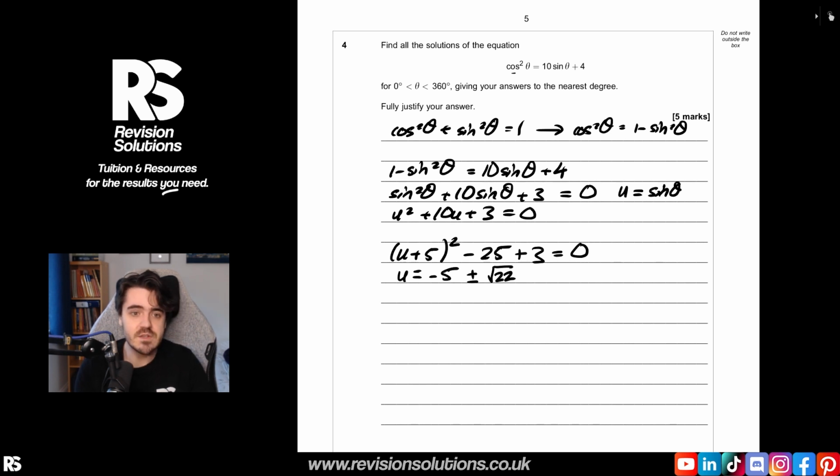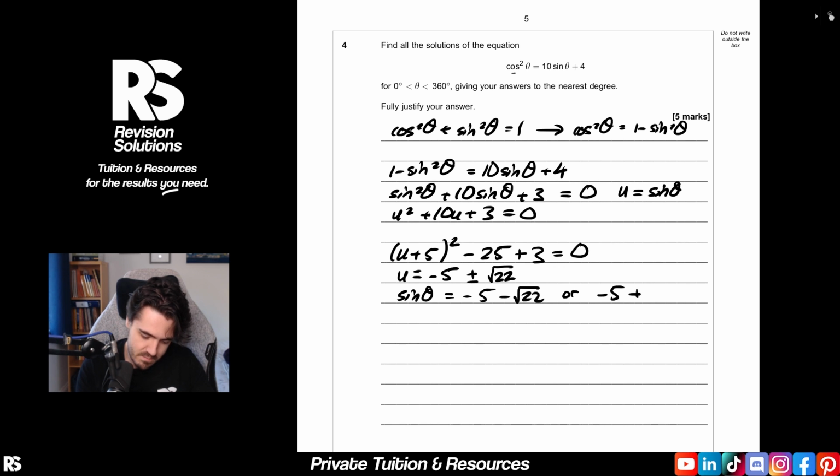And then we have to actually go back and solve for theta. So this really means sine theta equals minus 5 minus root 22, or minus 5 plus root 22. Well, the sine graph only actually goes between minus 1 and 1. So there's going to be no values of theta or solutions that give this output, so we'll forget about that. We just have to worry about sine theta being equal to minus 5 plus root 22.